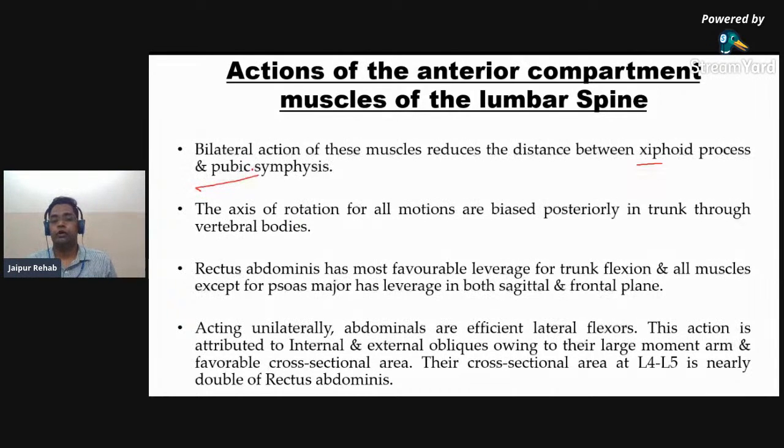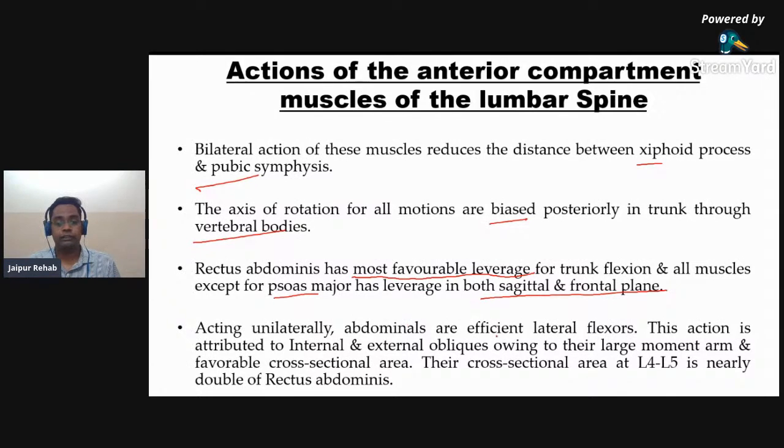Now the axis of rotation for all motions is biased posteriorly in the trunk, through the vertebral bodies. Rectus abdominis has the most favorable leverage, although it has the most favorable momentum also, and it is one of the muscles which has one of the largest cross-sectional areas, including the extensor and abdominal flexor muscles. Even if you add up the extensor and flexor muscles, the cross-sectional area that the rectus abdominis has, no other muscle has. Okay, all muscles except for psoas major have leverage in both sagittal and frontal planes. Why psoas major does not, we will talk about shortly.